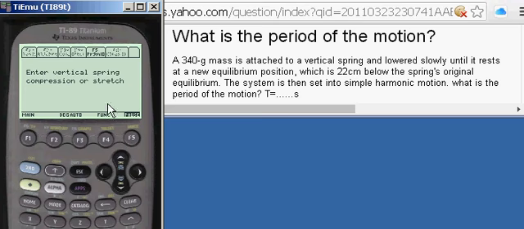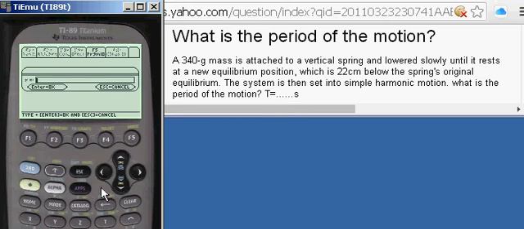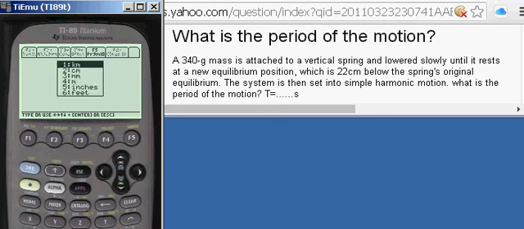And then we're asked for the stretch, okay? So we're going to press alpha, enter that. Now alpha 22 and centimeters, number 2. Do the conversion. I show you what you've entered. You can change it if you want.